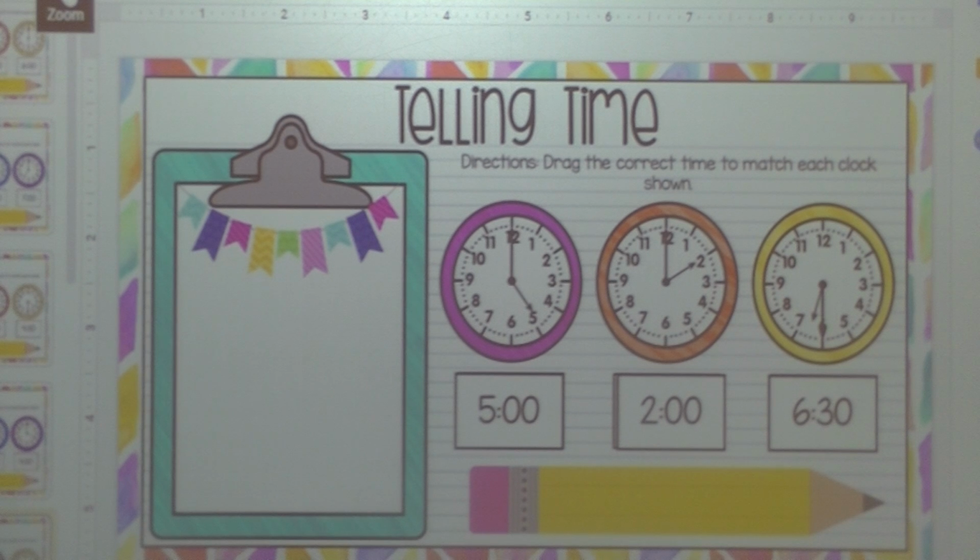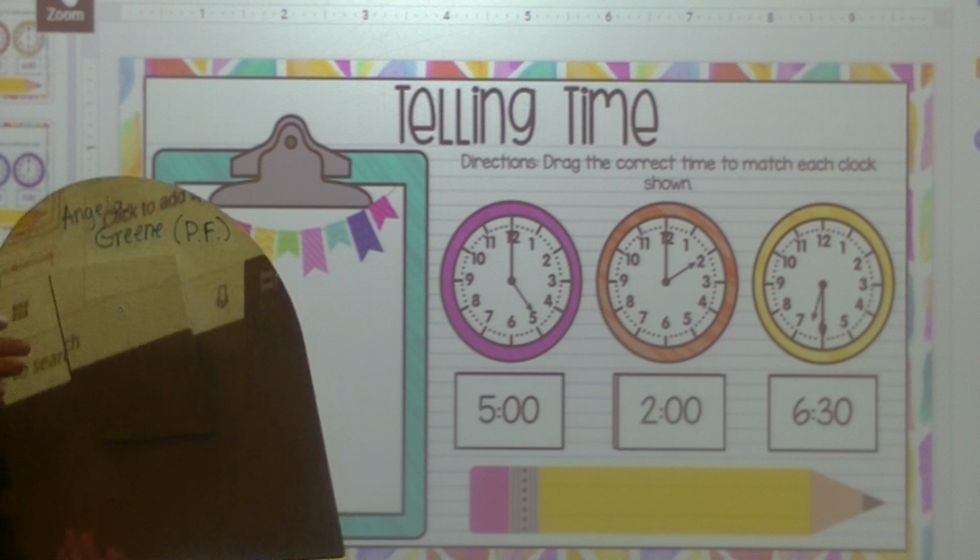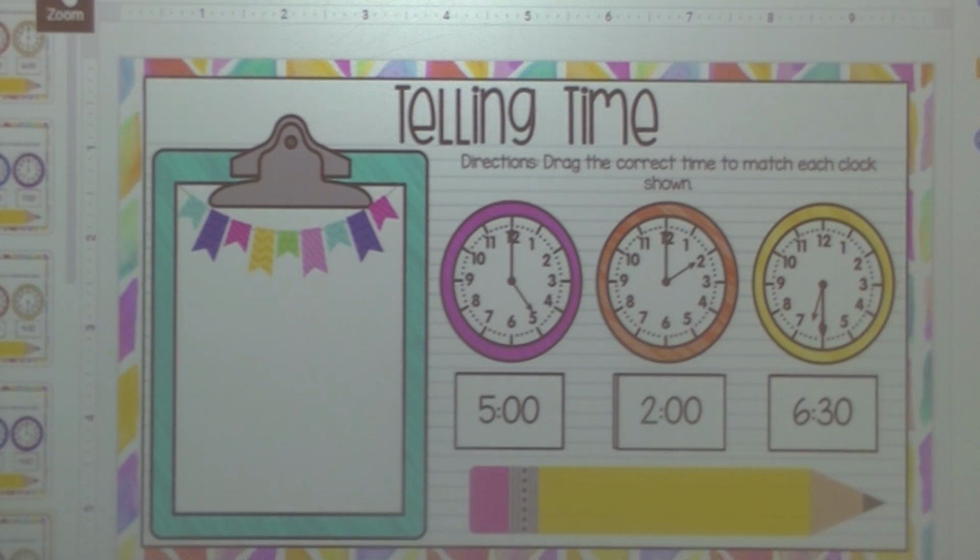Show me 7 o'clock. I read my book at night at 7 o'clock. Here's what you should have. Your short hand or hour hand should be pointing to the 7. Your long hand or minute hand should be pointing to the 12. 7 o'clock.